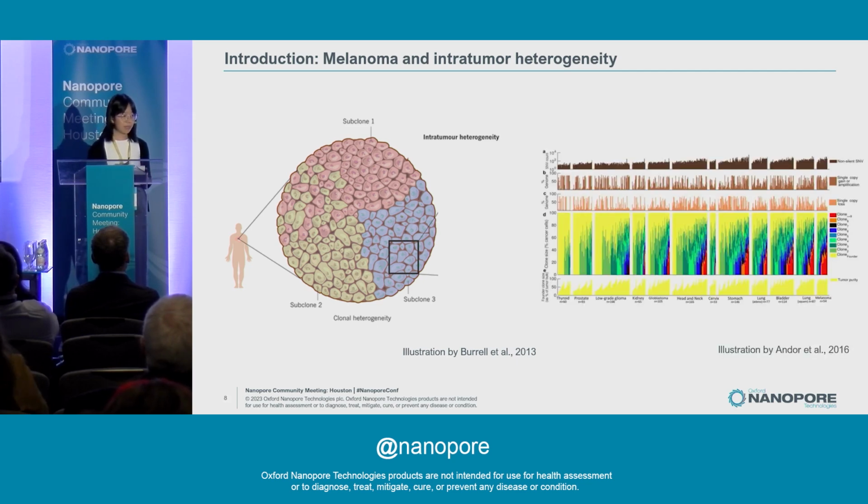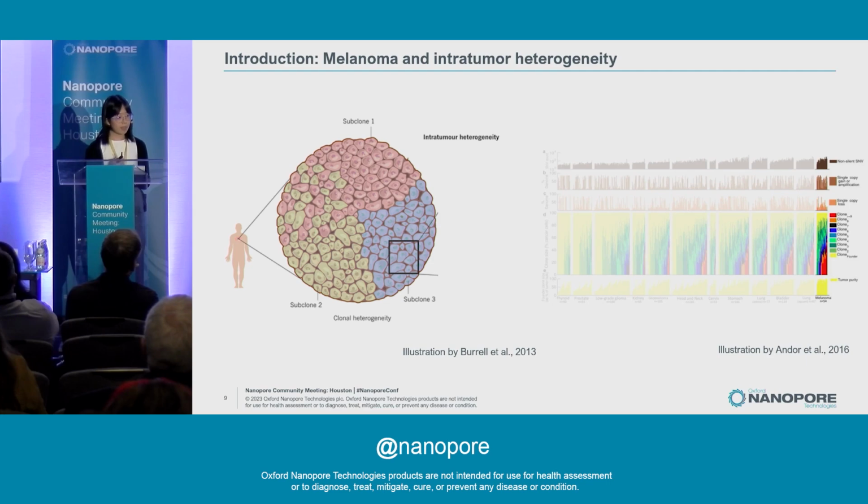A prior study by Ender and colleagues in 2016 characterized the degree of intratumor heterogeneity across 12 cancer types. They found that among the samples in consideration, on average, melanoma samples have the highest number of detectable clones, indicating a high level of intratumor heterogeneity, which we set out to study in our work.